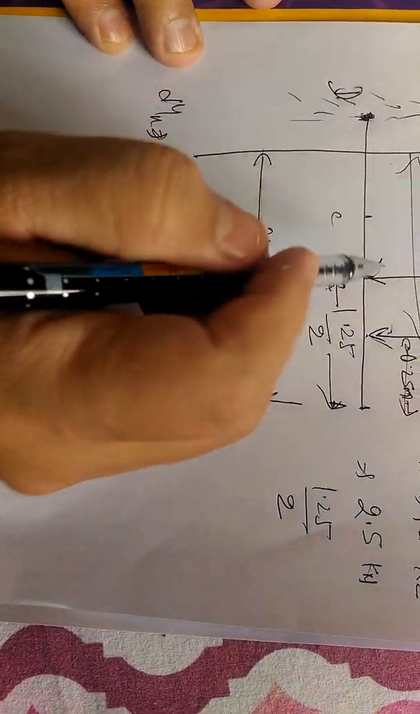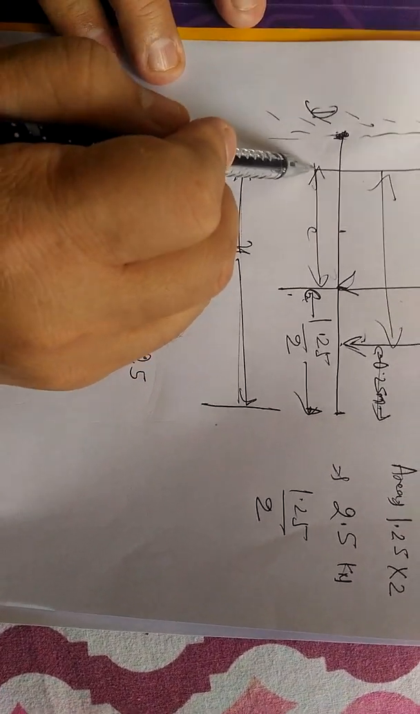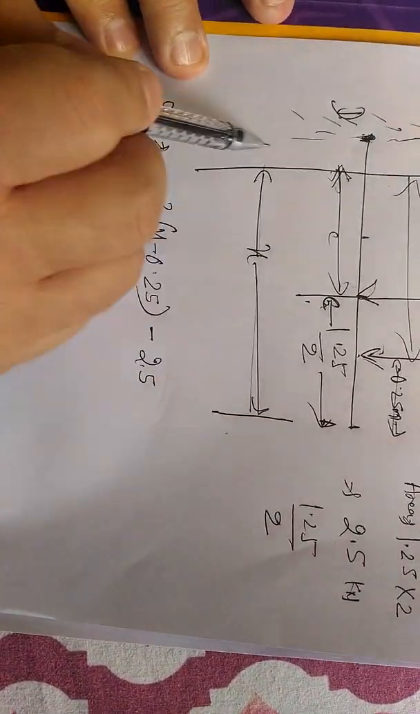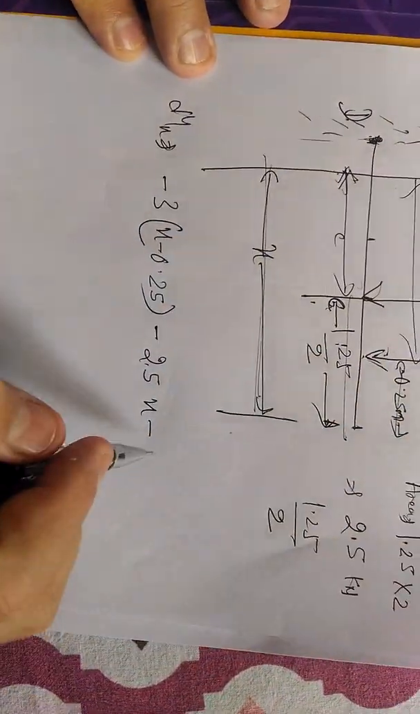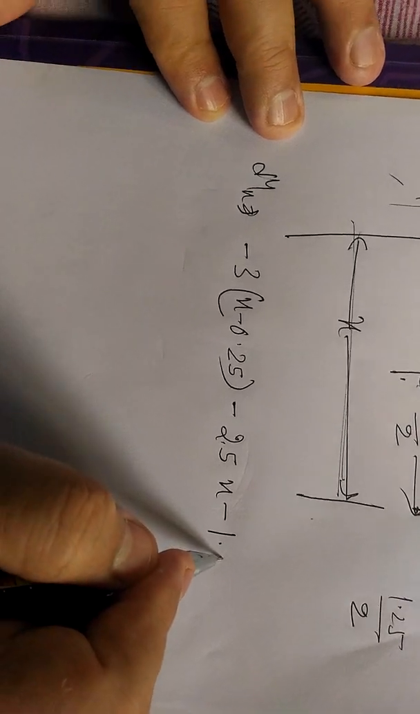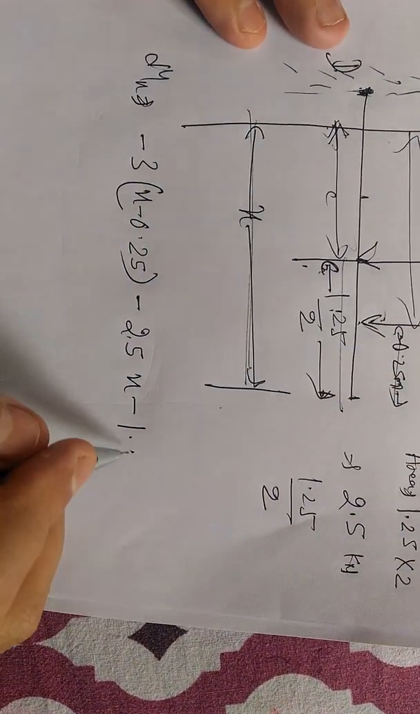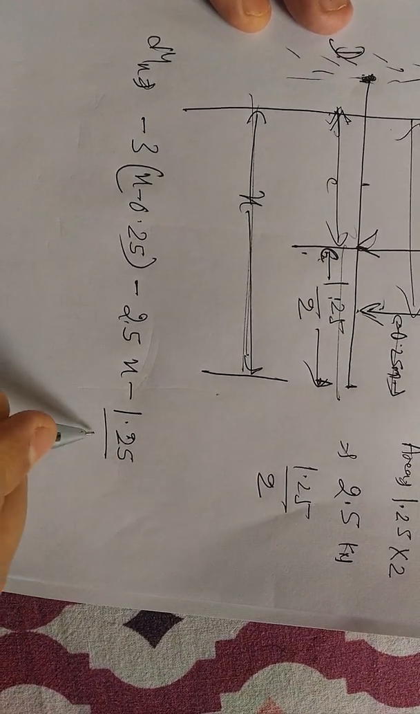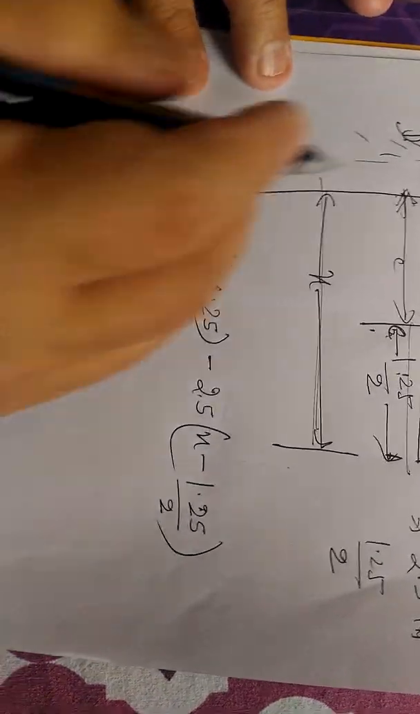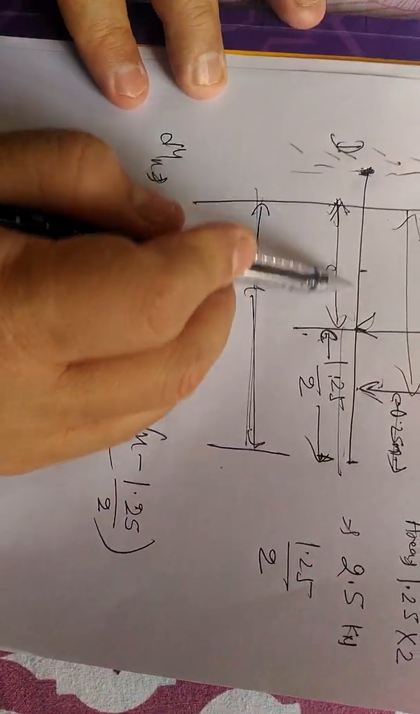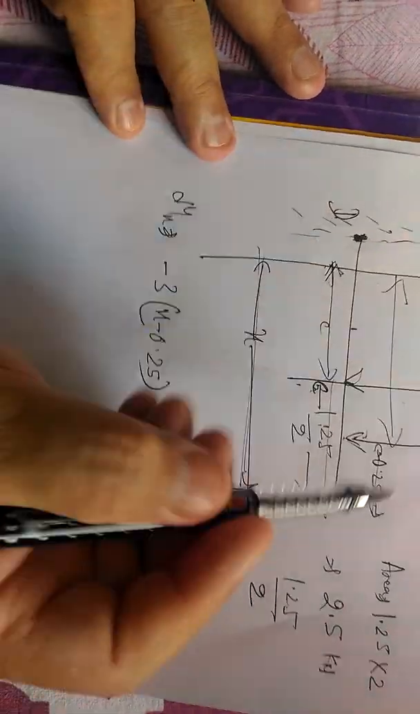2.5 into the distance of this load from this section at a distance x, so that is x minus this distance, that is 1.25 by 2, and there is no other load. So we need not calculate, because we have already calculated the bending moment at this point. So finally we will calculate the bending moment at point D.